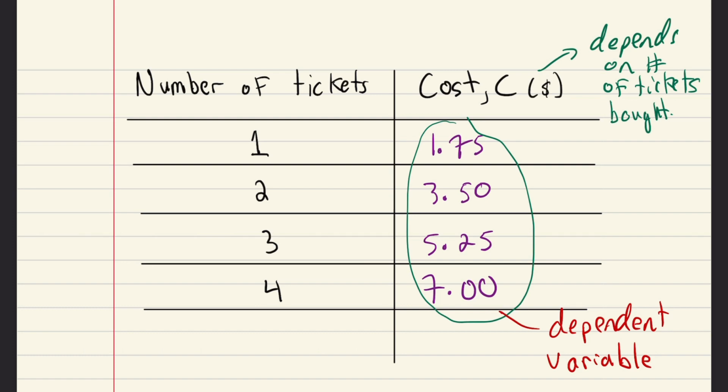Now, because the number of tickets bought or sold doesn't necessarily get affected by the cost of them, I mean, technically, people could pick up tickets for free, we would say that the number of tickets sold is independent of the cost, at least given the data that we have here. So the number of tickets would be the independent variable.